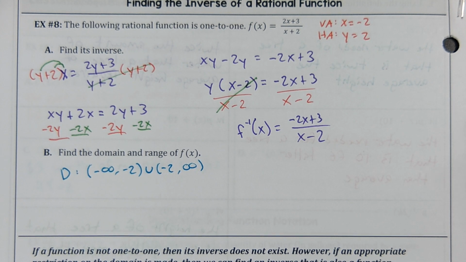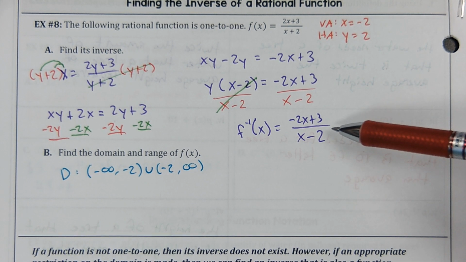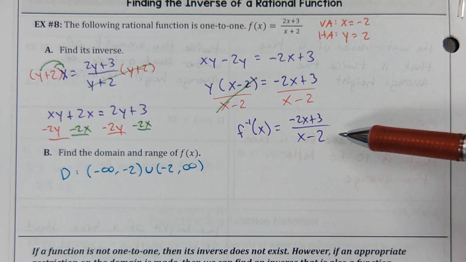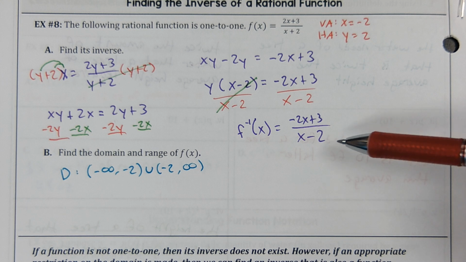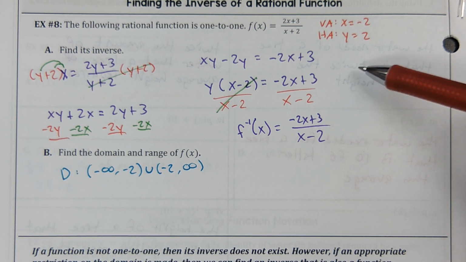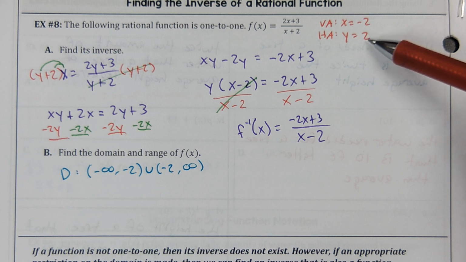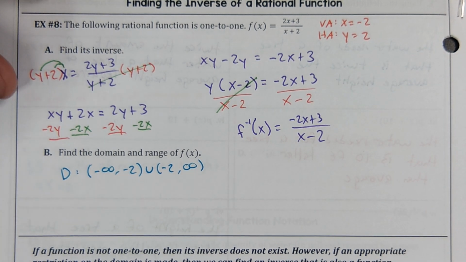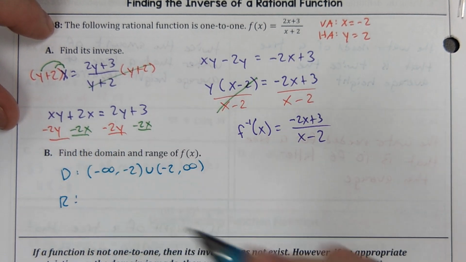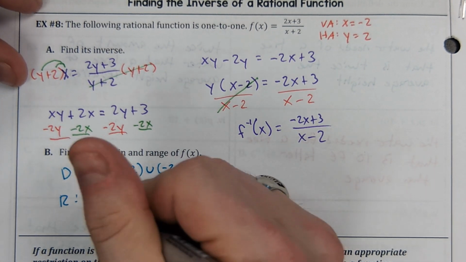Oh, by the way, look at the inverse and tell me one number you're not allowed to plug into the inverse. 2. Since 2 is not allowed to be used for the inverse's inputs, 2 is not allowed to be used for the original's outputs. See it? Which means the range of f of x is everything except for the number 2.